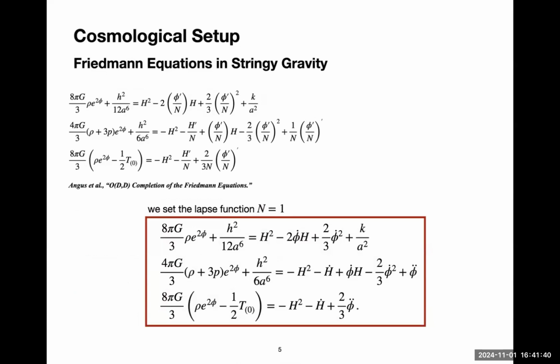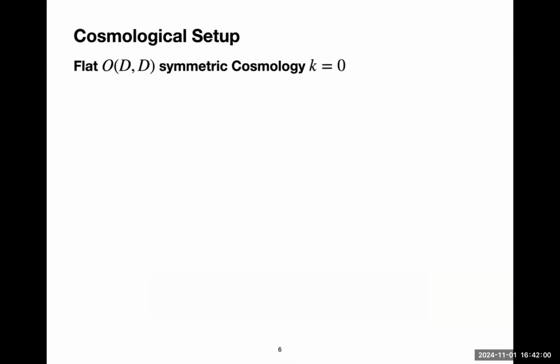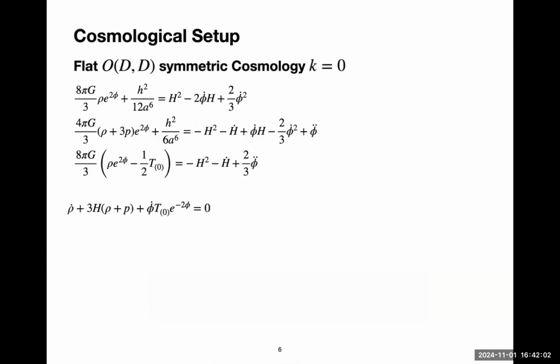And we are trying to simplify as much as possible to get the equations in a form that we can turn into the autonomous equation system, because as the model gets complicated, constructing an autonomous form gets a little bit harder. So we set the lapse function to 1. And since we are expecting the universe to be spatially flat, as a first approach, we set the curvature to 0.